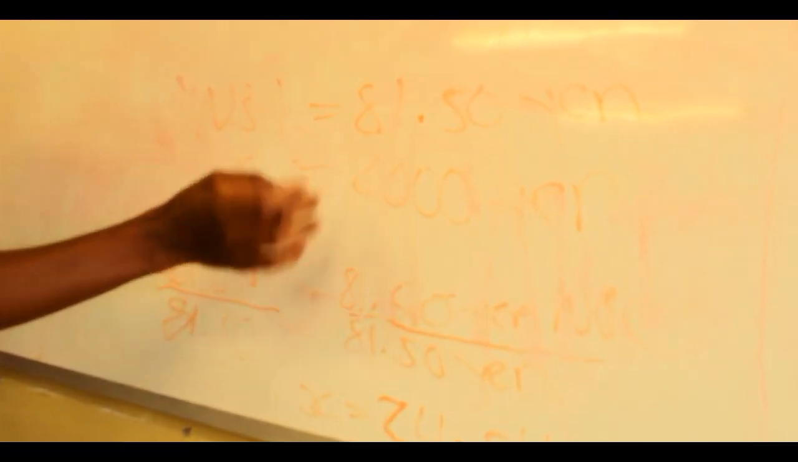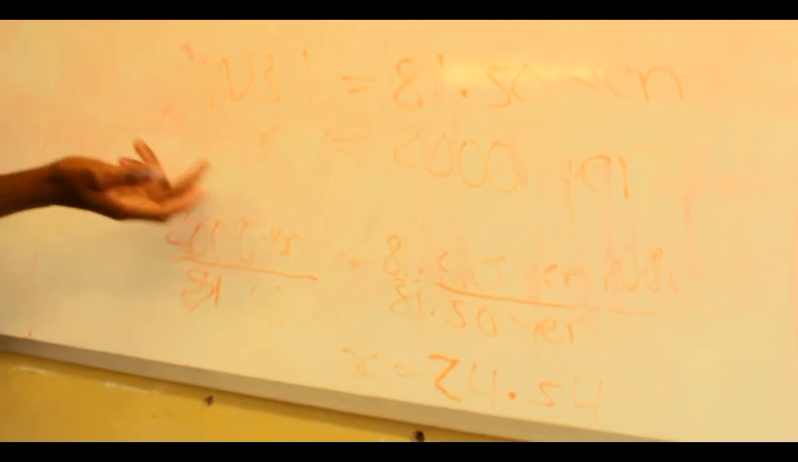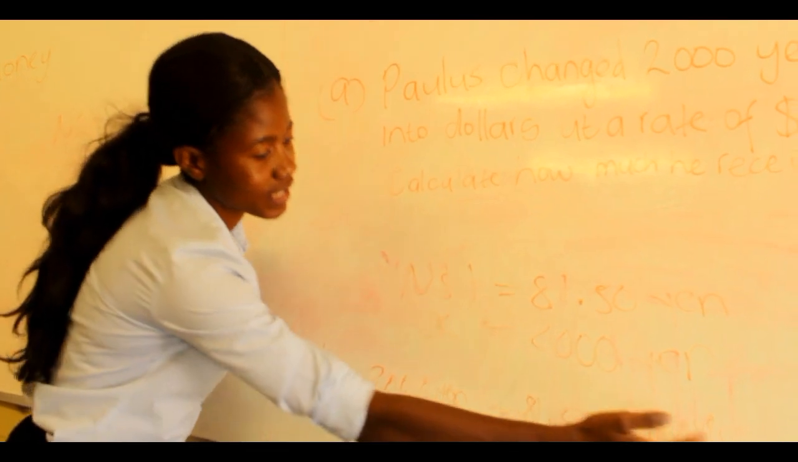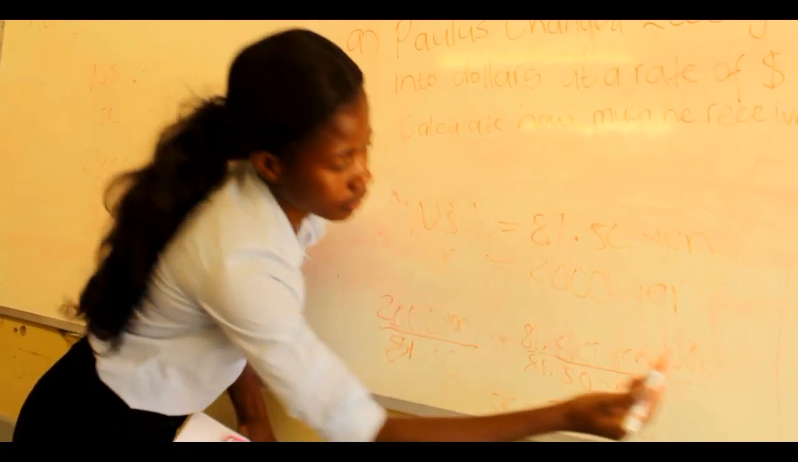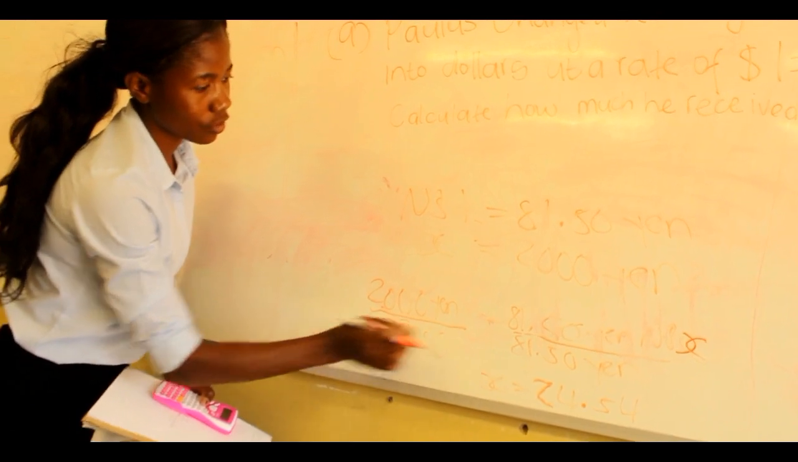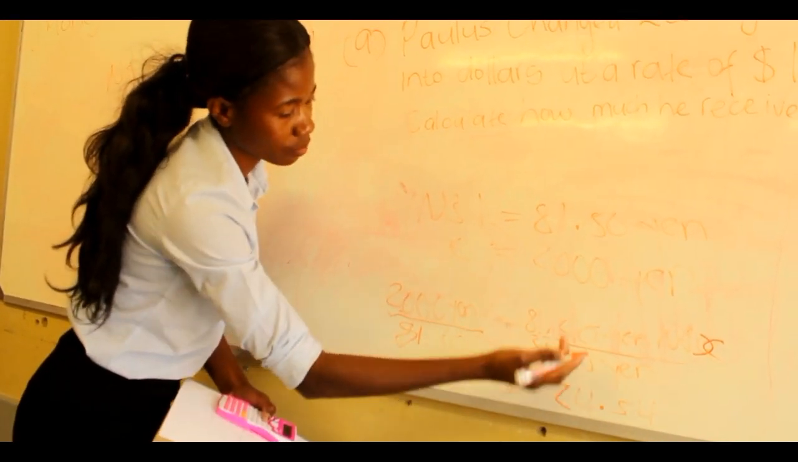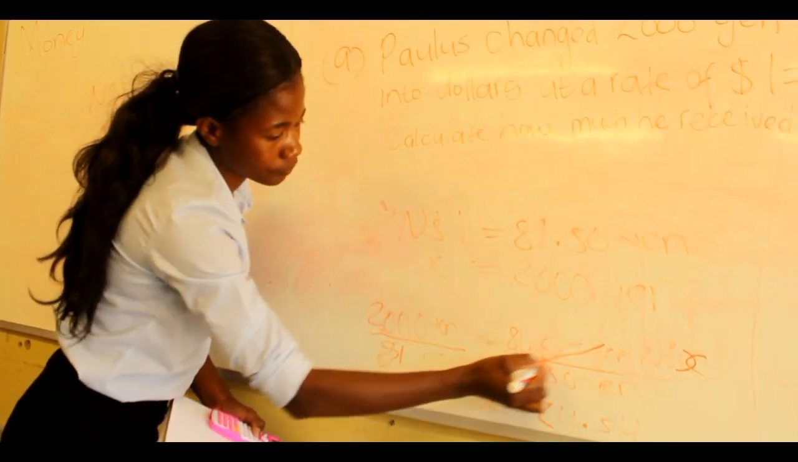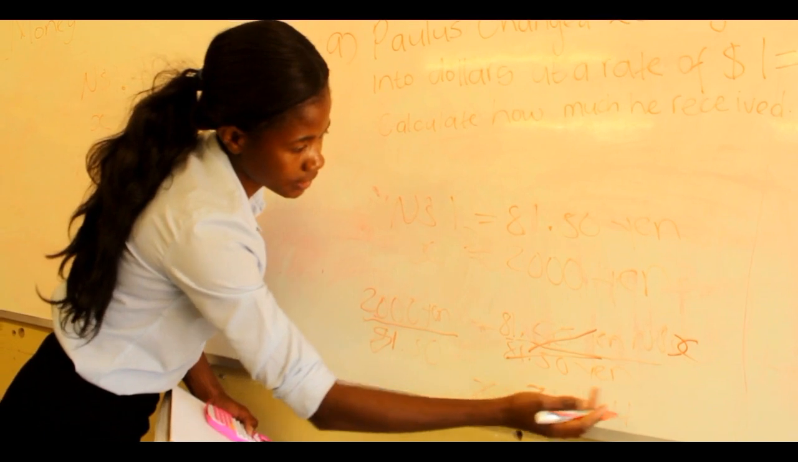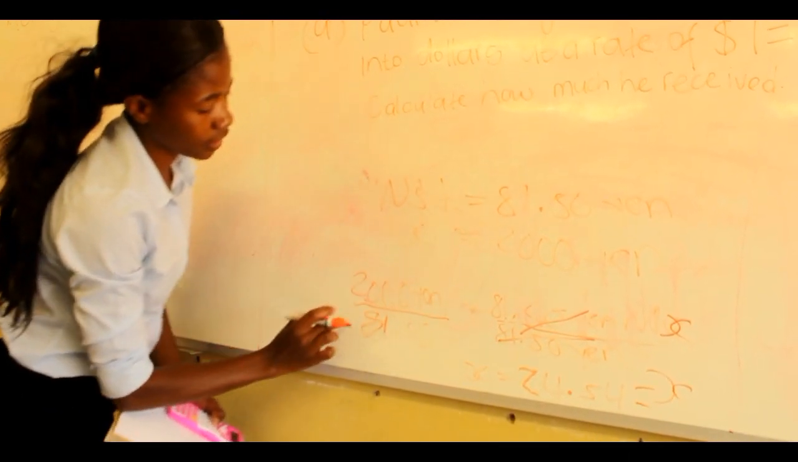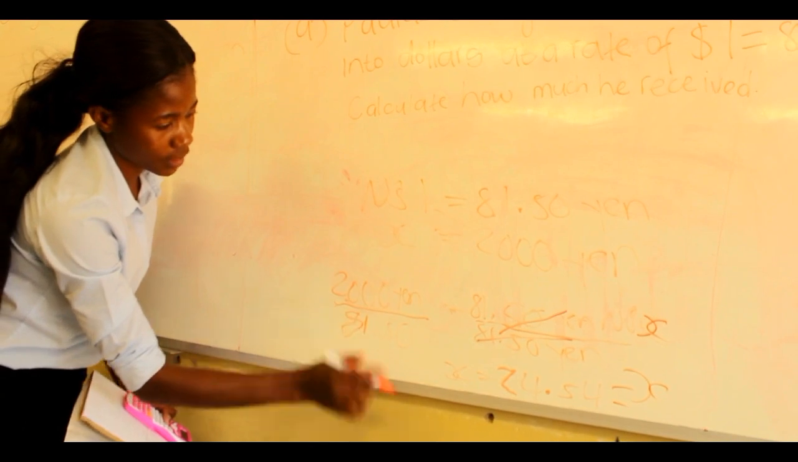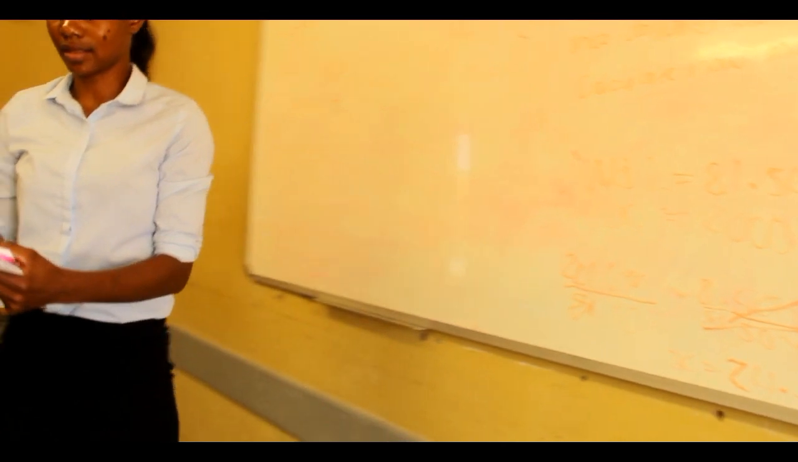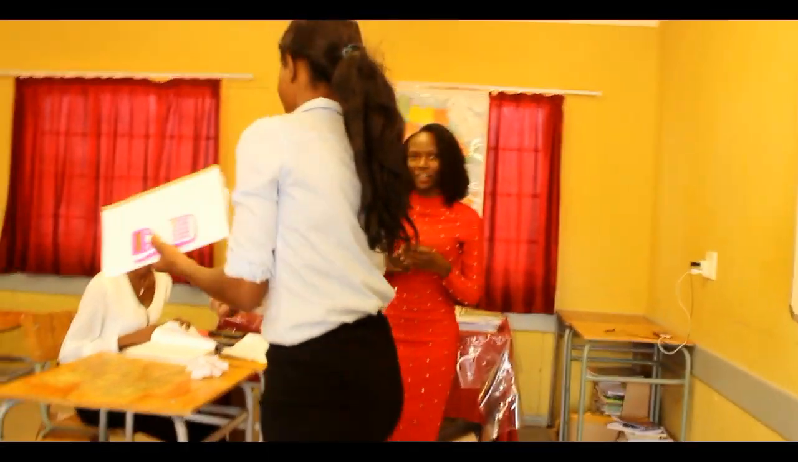And then here when you multiply 81.50 times x, you get 81.50x. So you want to solve to find what x is. For you to find x, you divide both sides by 81.50 yen. Then you cancel the like terms and you remain with x. Then you divide 2000 yen by 81.50, and your answer is 24.54.